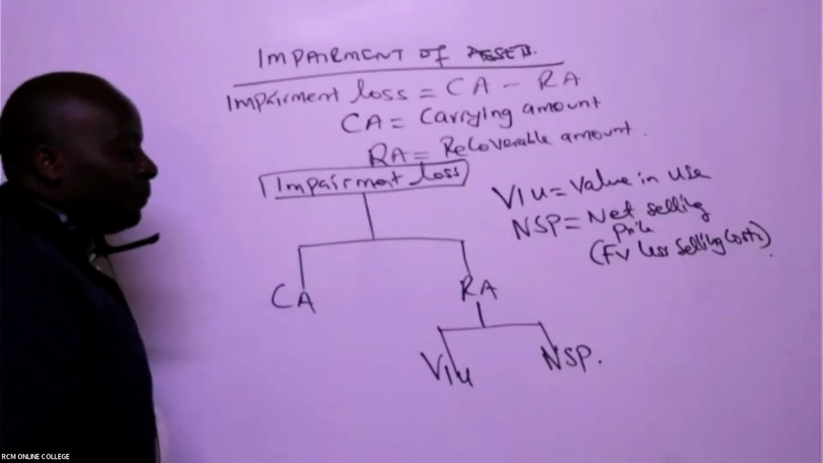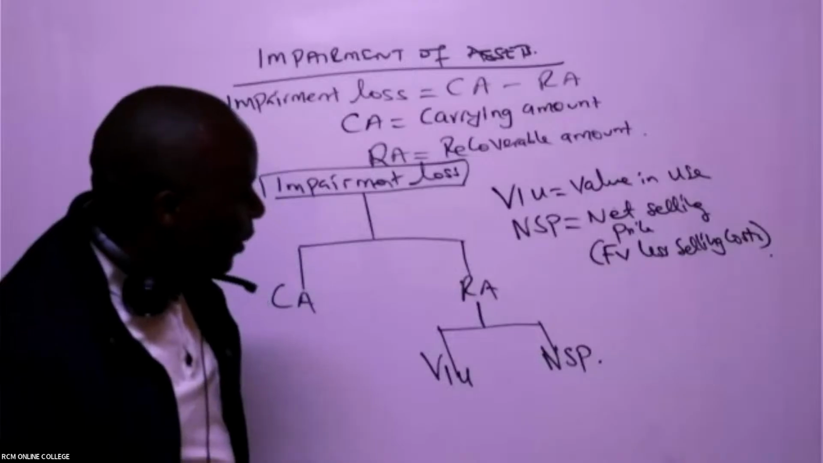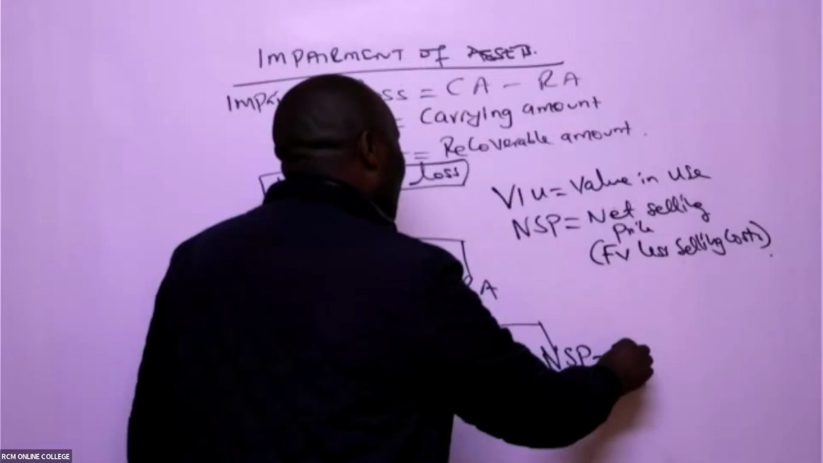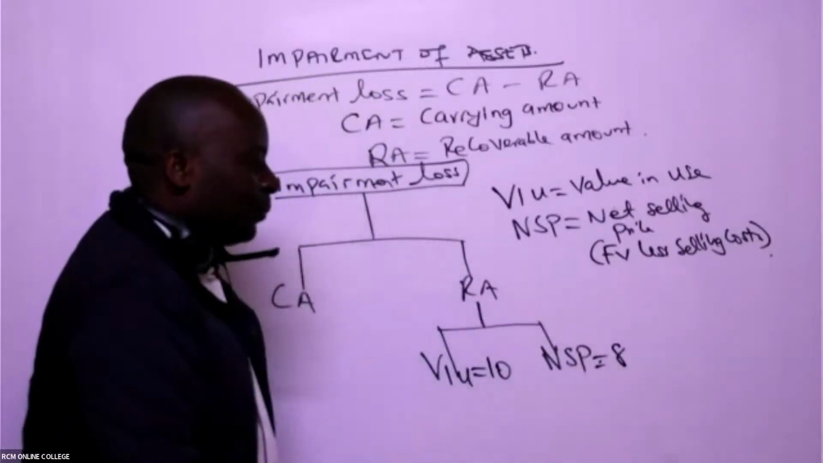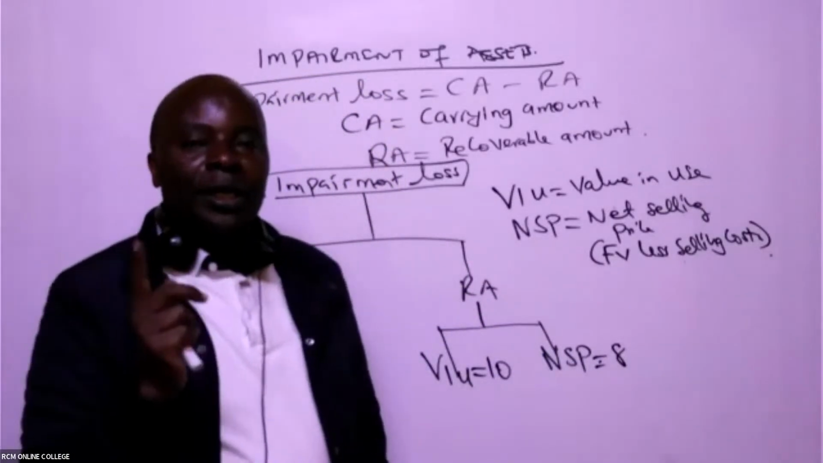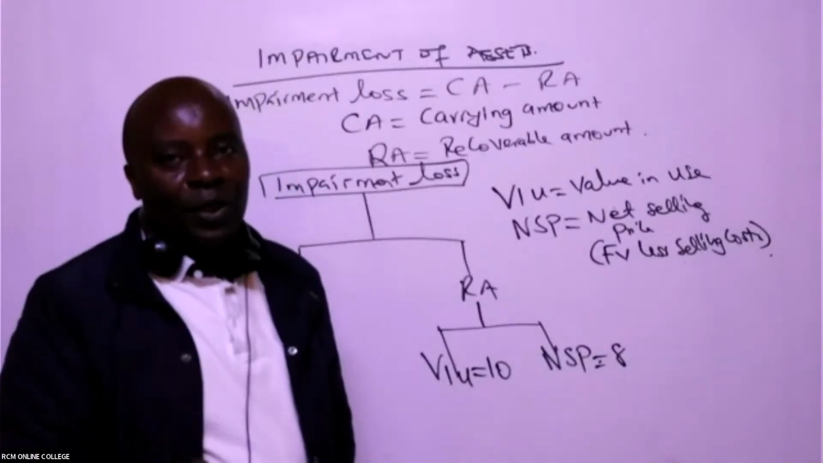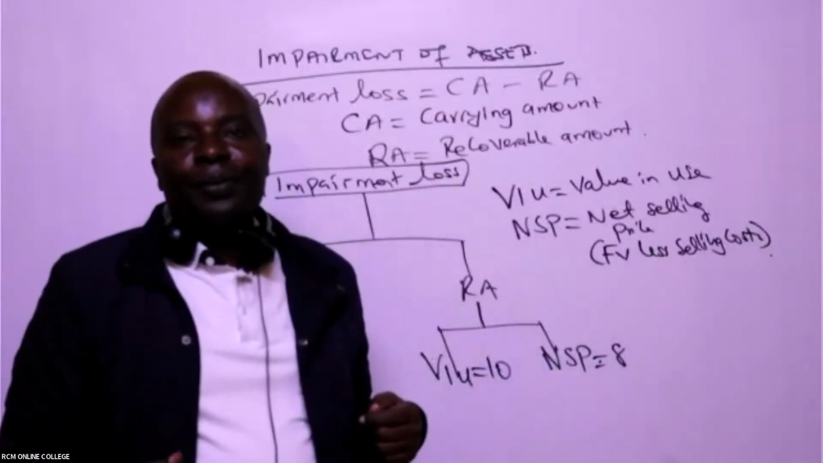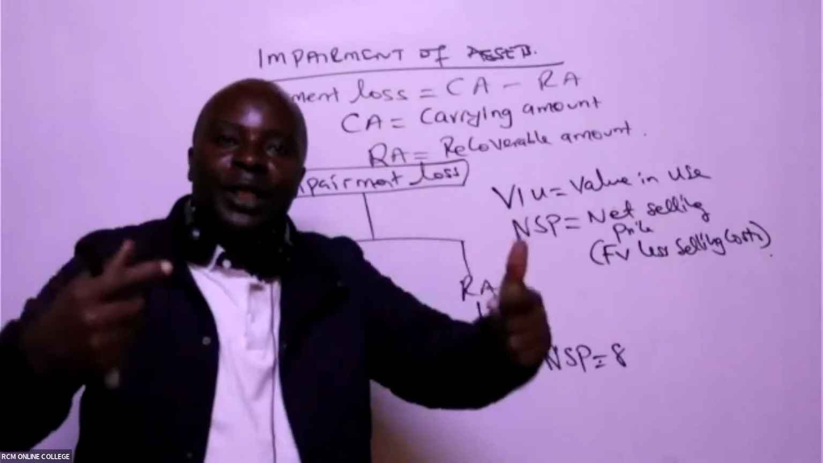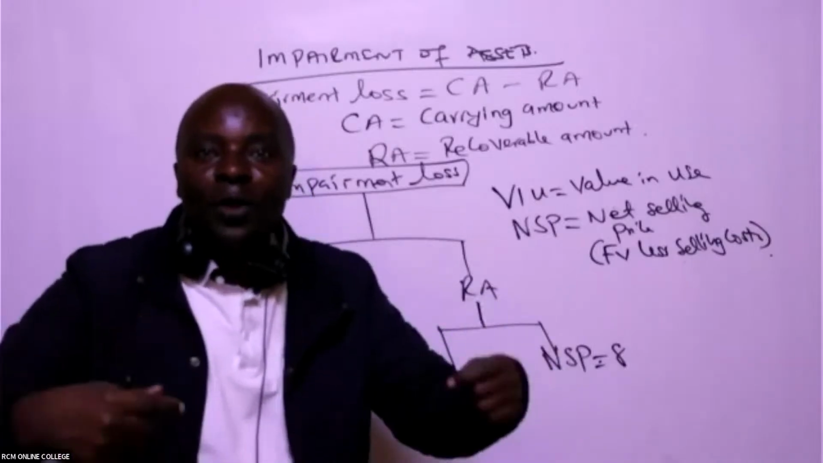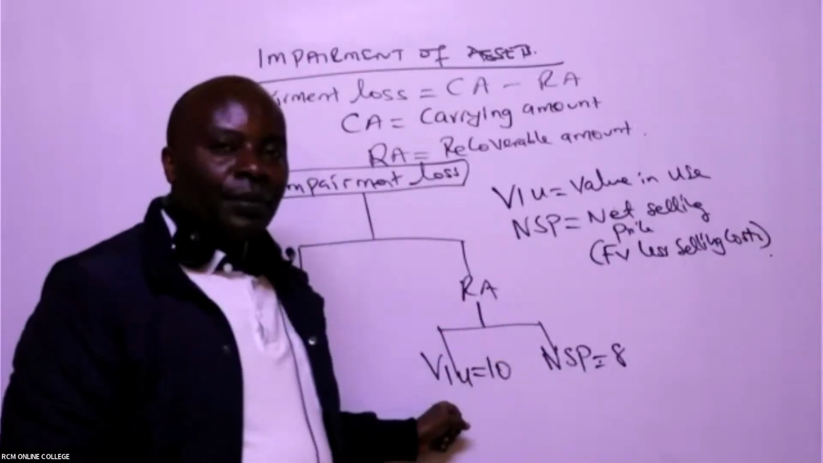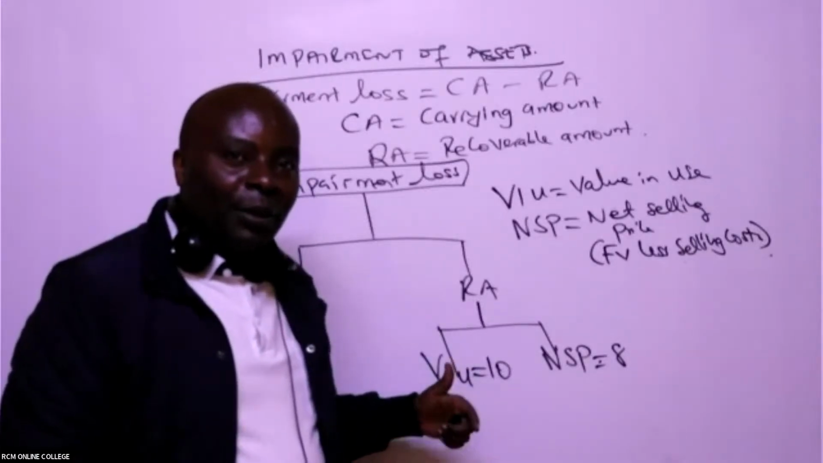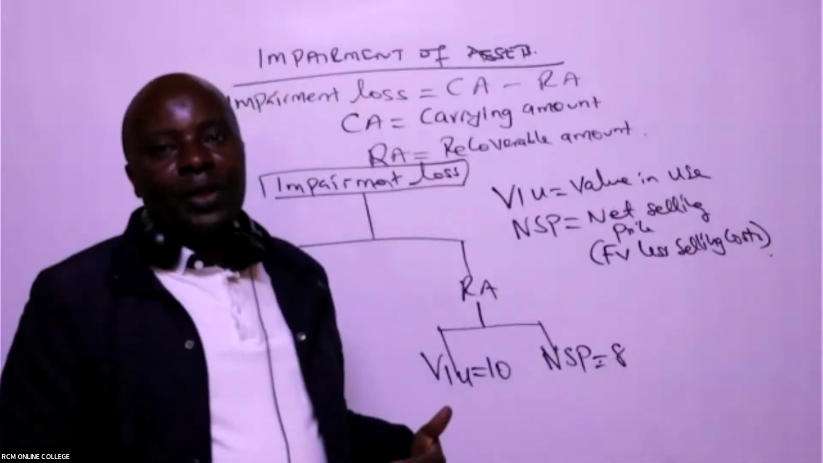So then remember, ladies and gentlemen, if, for example, we have here value in use is 10, and this asset you can sell for 8. You've got two options. There are two ways that you can recover money from your asset. Number one is to use this asset and generate cash flows. These cash flows are the ones you discount to get what we call value in use. The recoverable amount is the amount we will be able to get by utilizing this asset.